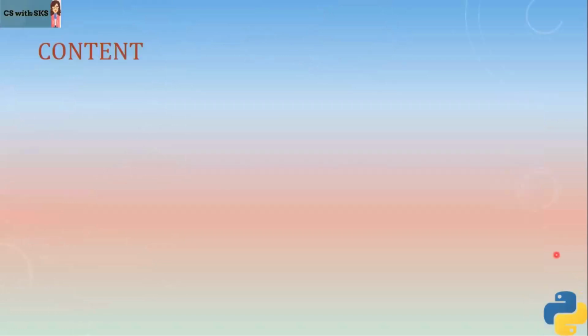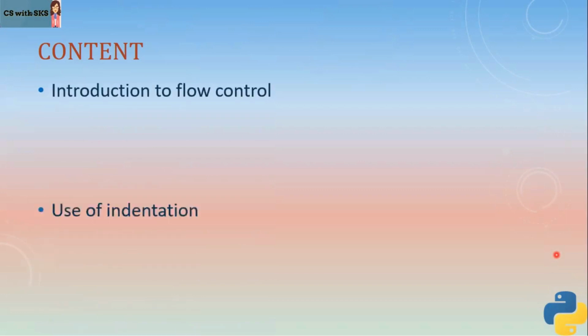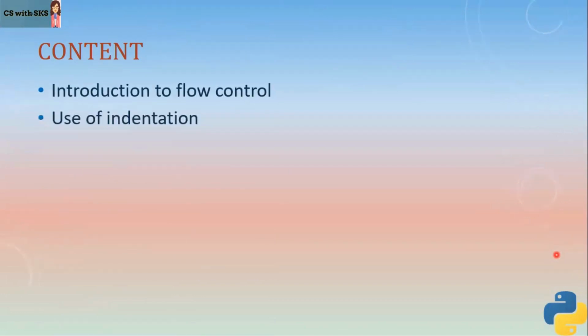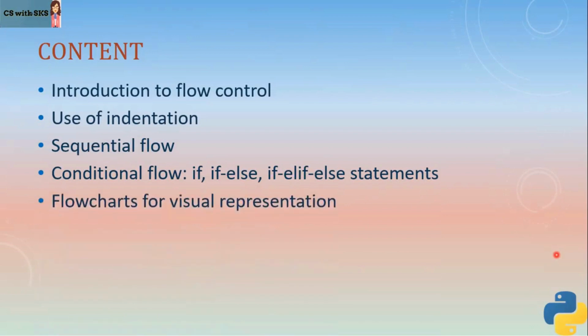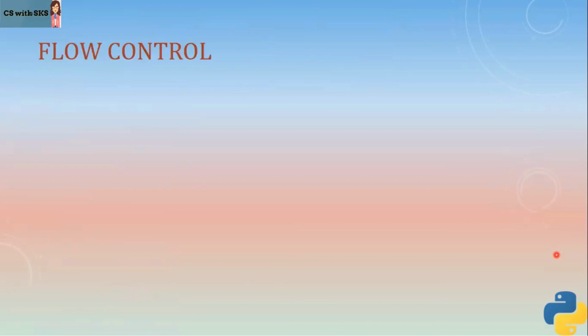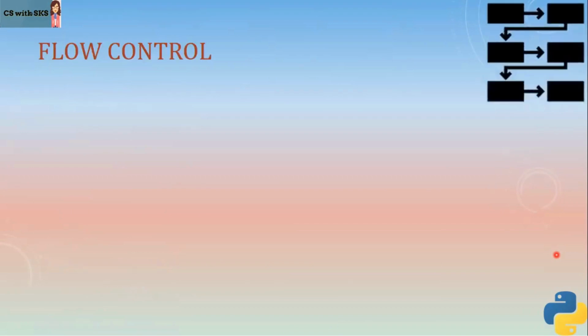Today we'll be covering understanding about flow control, use of indentation in Python, what is sequential flow, conditional flow including all the versions of if statement in Python, flowcharts for visual representation, and some examples of simple programs using if statements. So let's start. First of all, let's understand what flow control is.